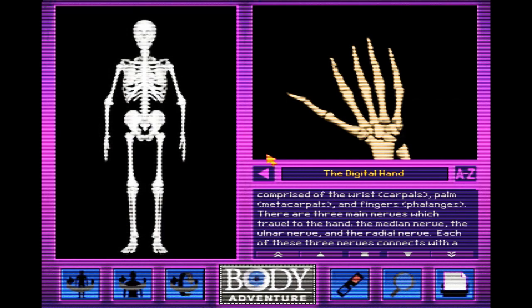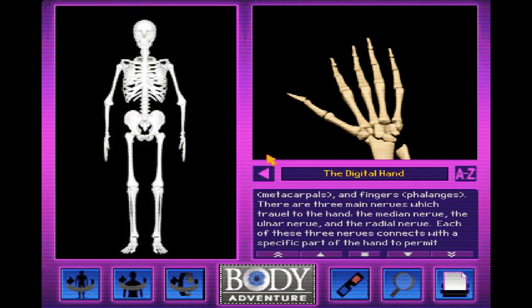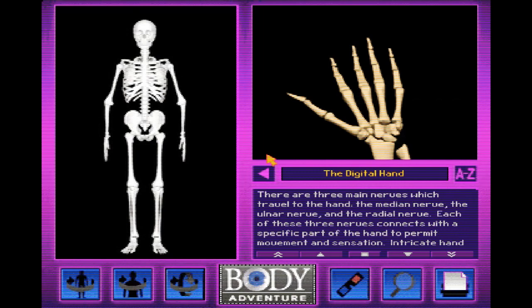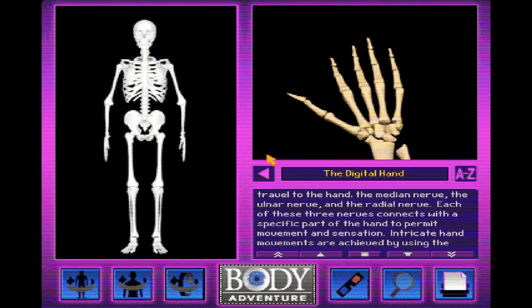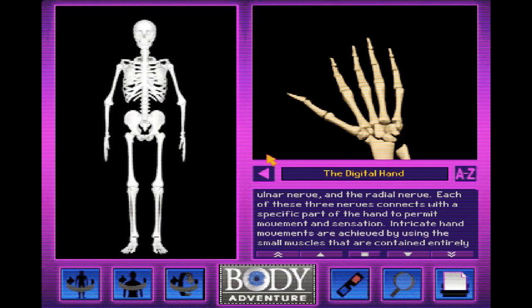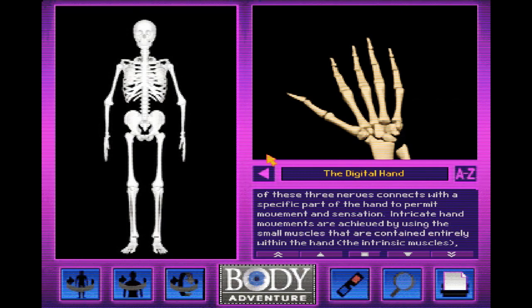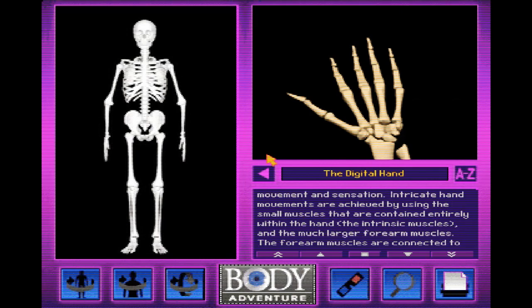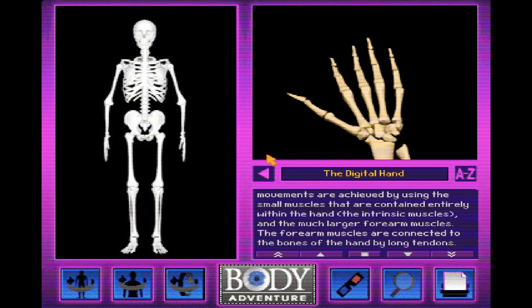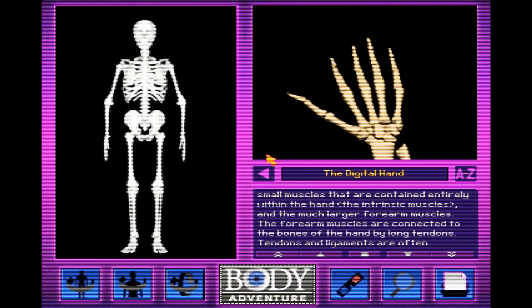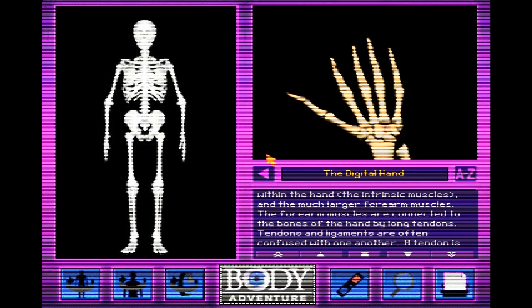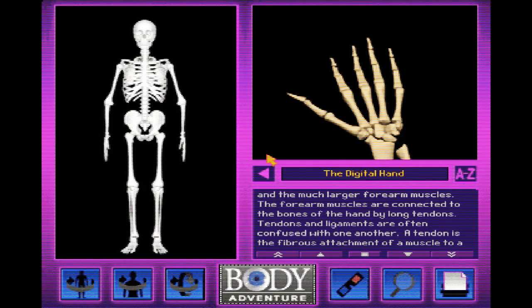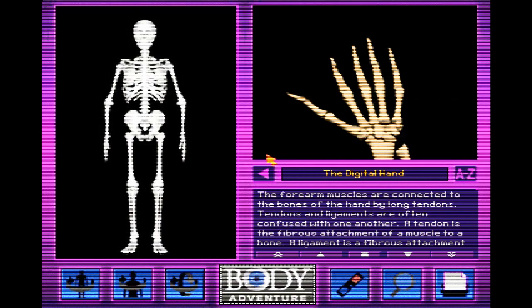There are three main nerves which travel to the hand: the median nerve, the ulnar nerve, and the radial nerve. Each of these three nerves connects with a specific part of the hand to permit movement and sensation. Intricate hand movements are achieved by using the small muscles that are contained entirely within the hand, the intrinsic muscles, and the much larger forearm muscles. The forearm muscles are connected to the bones of the hand by long tendons.